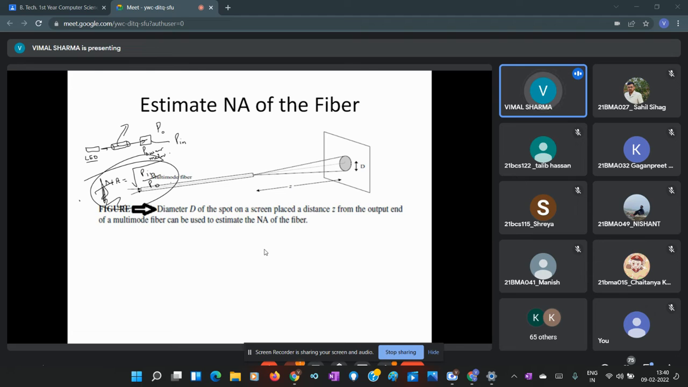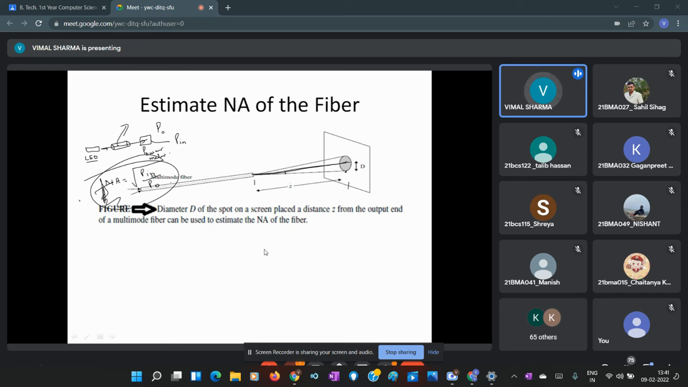We measure the diameter of this circular illumination, and we also see what is the distance between the screen and the optical fiber. Then we can measure this angle. This is the angle between the direction of the axis of the optical fiber and the line joining the optical fiber with this end of this circle.